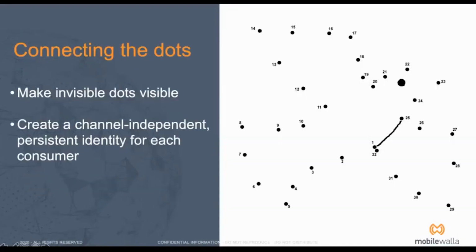Now, what do you do, right? How do you connect the dots? Essentially, we have to start by making the invisible dots visible. What you're not tracking, start tracking that. And on top of that, create a channel-independent persistent identity. It has to be a channel-independent persistent ID for each customer. So essentially, can I identify a customer as the same customer across offline visits, websites, apps, etc.?